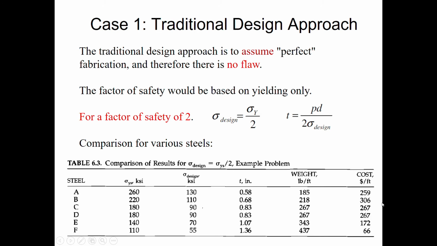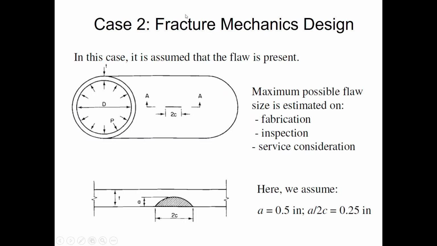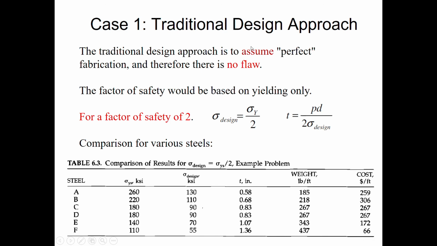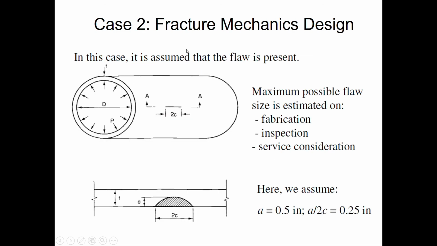Okay, from there we need to do another analysis, which is case 2, fracture mechanics design. In this case, it is assumed that the flaw is present. Means that if we want to compare with case 1, which assumes perfect fabrication, means there is no flaw. But here we need to assume a flaw is present, means there is a crack. We assume that.